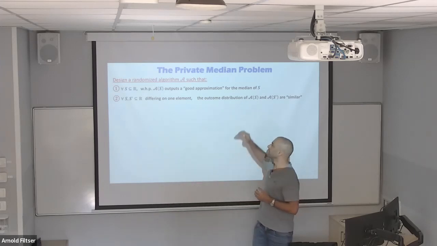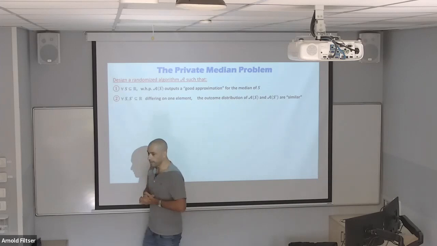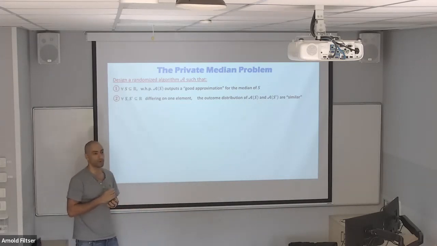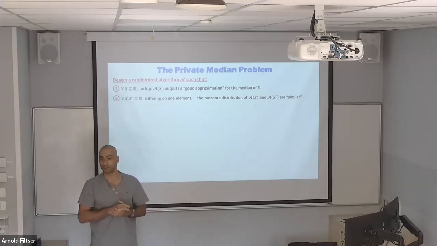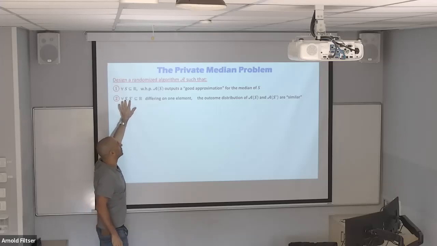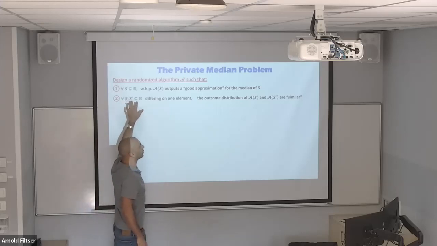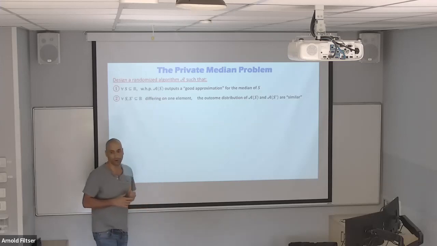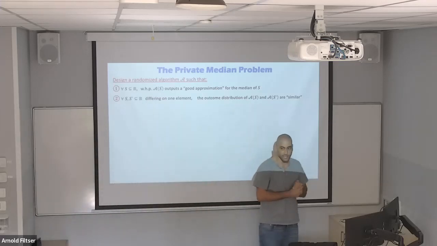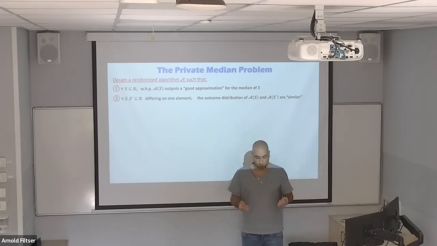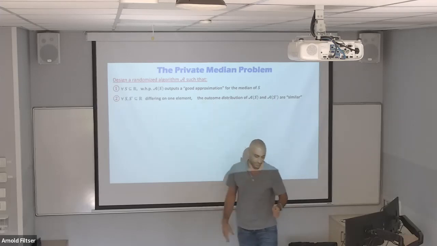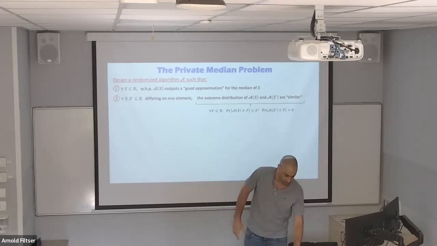The second property is that I want algorithm A to be robust in the sense that if you change only one of its input points, then its outcome distribution does not change by much. So for any two input data sets that differ on one point, we call such data sets neighboring or adjacent. If you run the algorithm on the first or on the second data set, then the outcome distribution is similar. So let's start by formalizing this requirement. What do I mean by outcome distribution is similar?